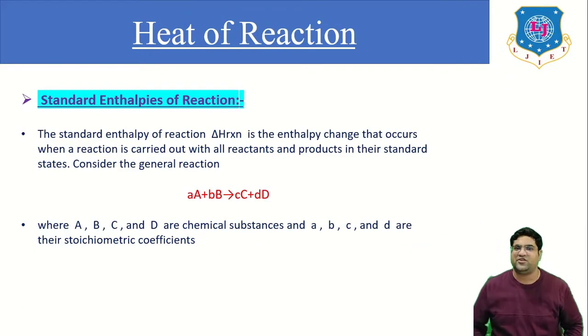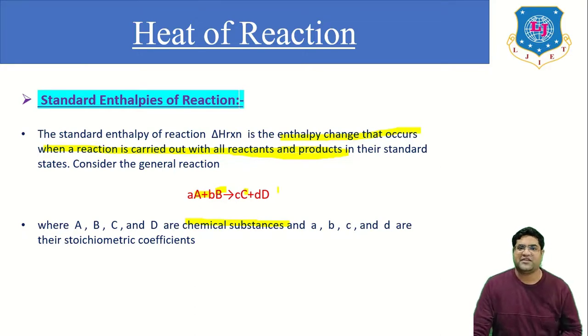What is the meaning of heat of reaction? Here you can see the standard enthalpy of the reaction is the enthalpy change that occurs when the reaction is carried out with all the reactants and the products. Okay, so we can write simply, if there are two substances, one is A and second is B. Here you can see this equation: capital A, capital B, capital C and capital D are all the chemical substances, and small a, small b, small c and small d are the stoichiometric coefficients.